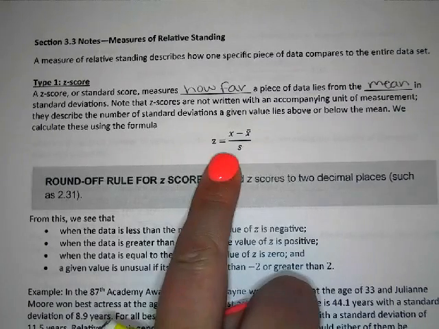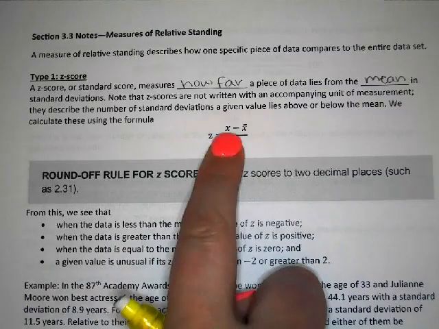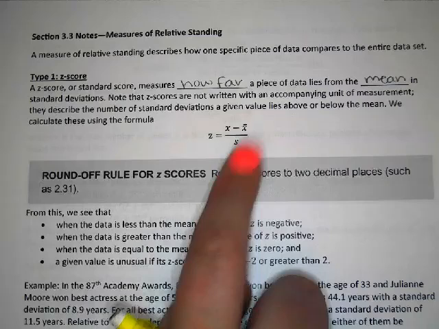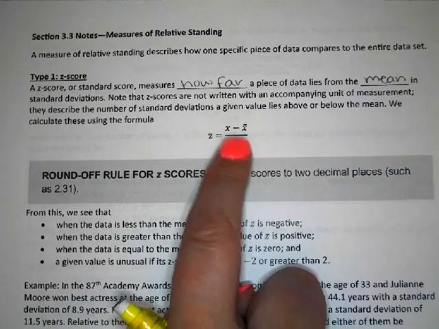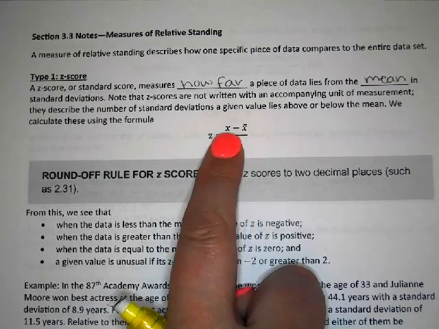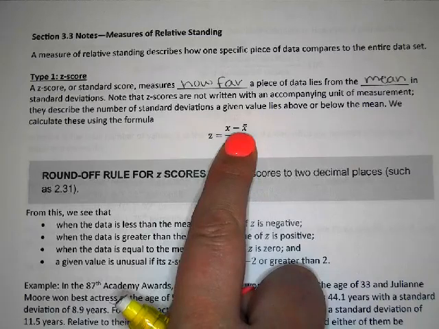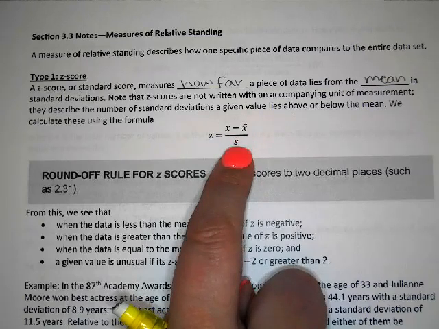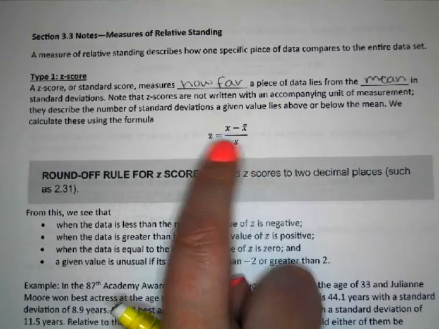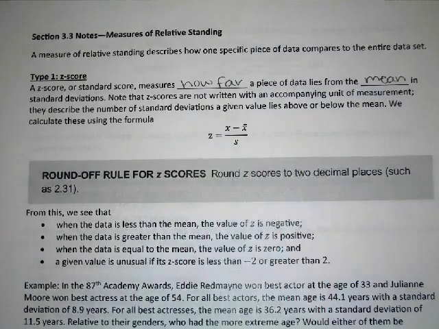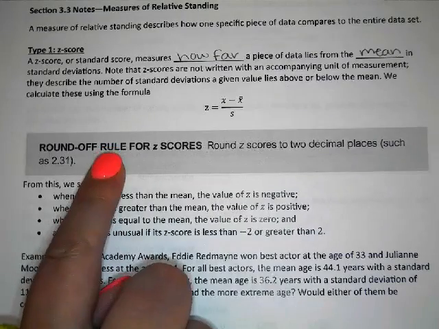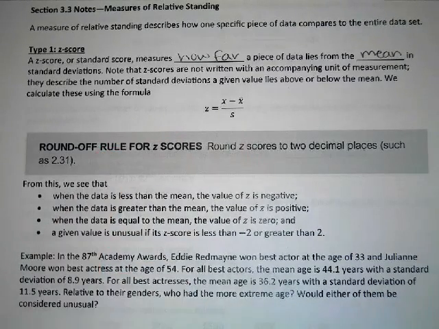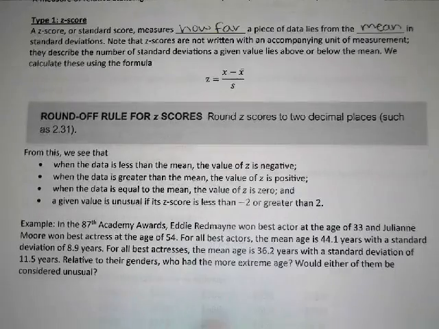So here's the formula that we use to calculate these. X represents your piece of data, X bar is the mean, and S is the standard deviation. So you're finding how far away the piece of data is from the mean, and then that distance is being divided by the standard deviation to see how many of them there are. So it's just the number of standard deviations away from the mean. The round off rule for z-scores is just 2 decimal places. Always make sure you've got 2.